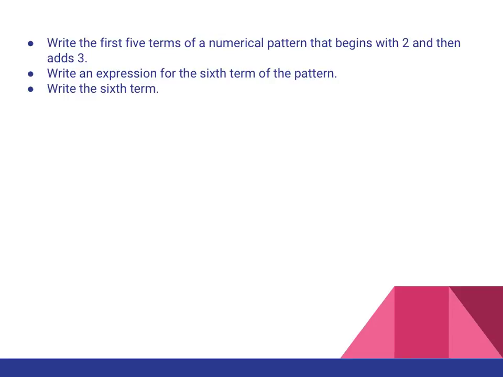This problem says to write the first 5 terms of a numerical pattern that begins with 2 and then adds 3. So it begins with 2, adds 3. So I'll start with 2, and each term thereafter will add 3. 2 plus 3 is 5, 5 plus 3 is 8, 8 plus 3 is 11, and 11 plus 3 is 14. That's 1, 2, 3, 4, 5 terms.